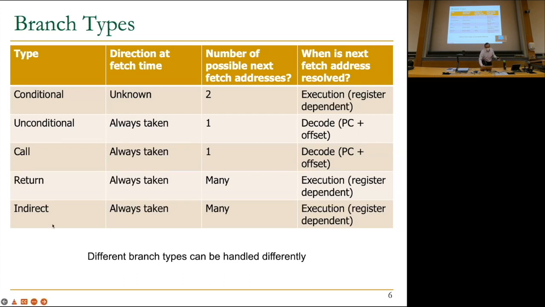So indirect branches are interesting because they have many targets. They're always taken, and they're execution based, and you have no idea where to jump to. In returns, you kind of have an idea. If the program is well structured, you should be jumping to the top of the stack, right?